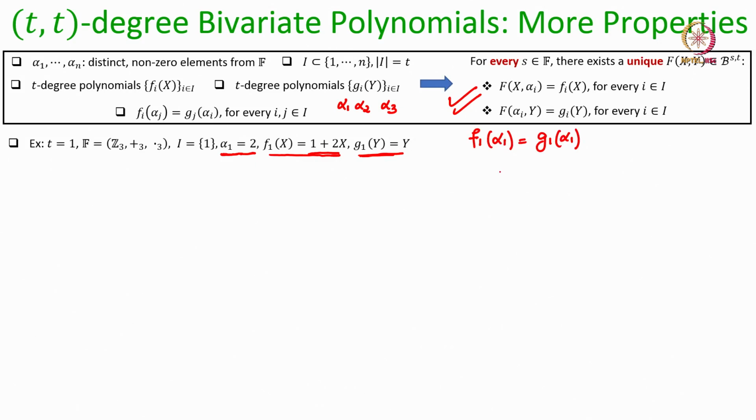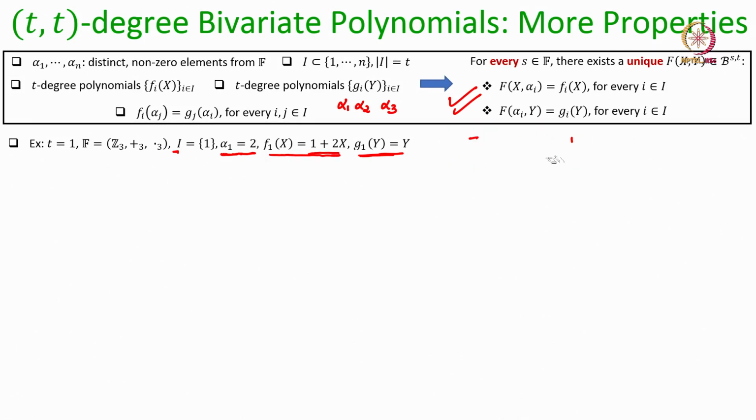So, what will be f 1 evaluated at alpha 1? Alpha 1 is 2. So, f 1 evaluated at 2 will be 1 plus 2 into 2 is 4, 4 plus 1 is 5, 5 modulo 3 is 2. And what will be g 1 evaluated at alpha 1? g 1 evaluated at alpha 1 will be g 1 evaluated at 2, which will be 2. So, the pairwise consistency is guaranteed here, and we do not have more indices in this index set alpha. So, we just want to have this condition being satisfied, which is holding here.